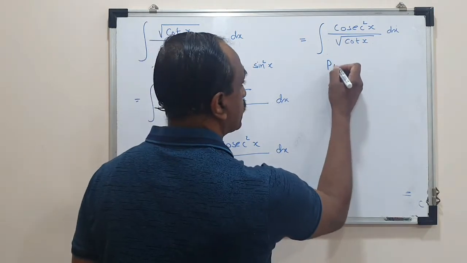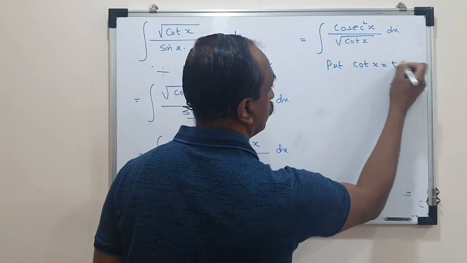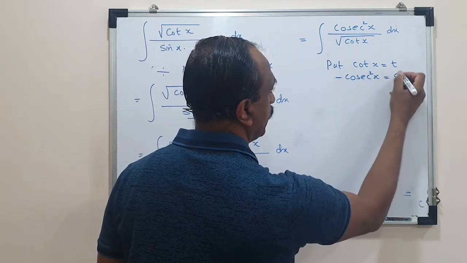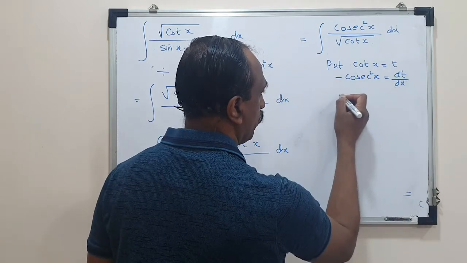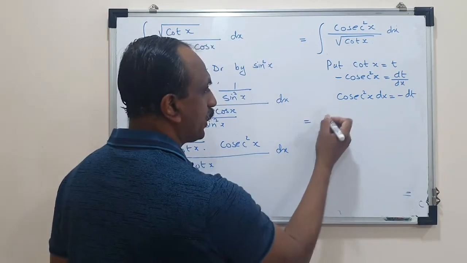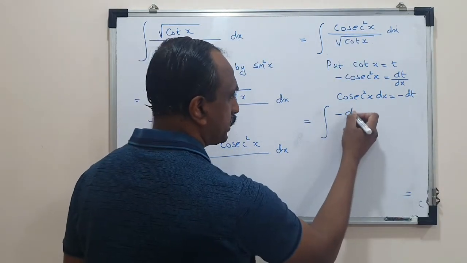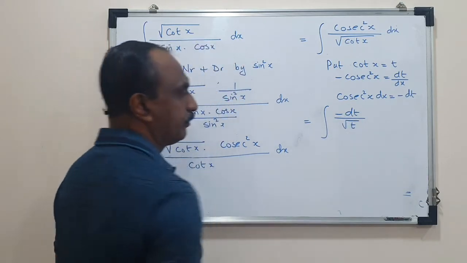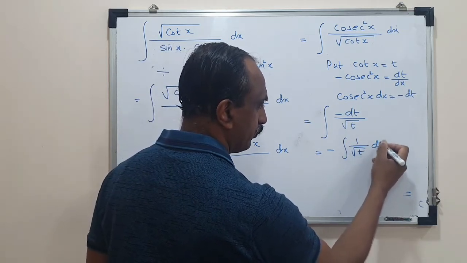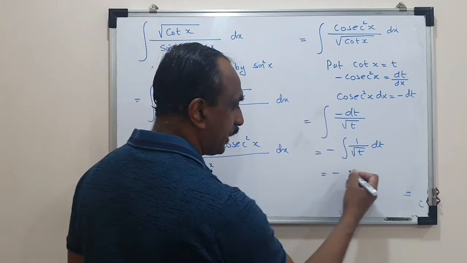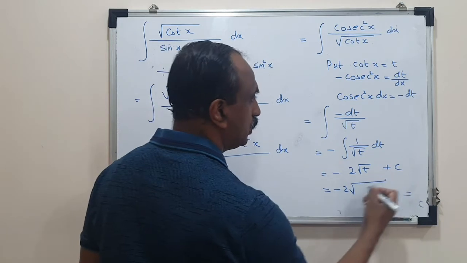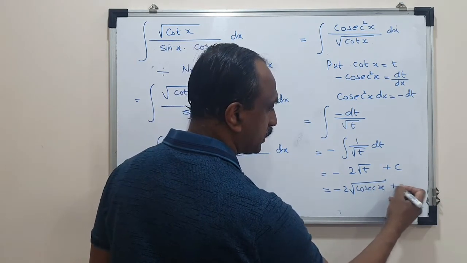So I'll put cot x as t. Now derivative of cot x is minus cosec square x, is dt by dx. So cosec square x dx equals minus dt. So you can write this integral as minus dt upon root t. That became minus outside, integral 1 by root t dt. Either t raised to minus half, or you can write as 2 root t plus c. So minus 2 root cot x plus c becomes your answer.